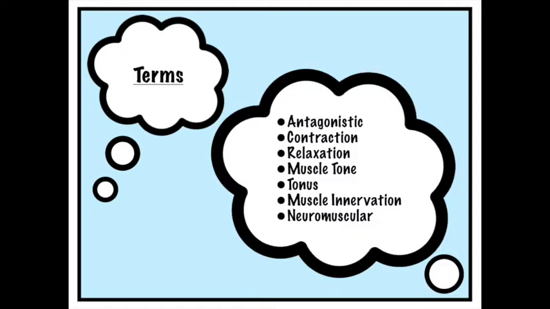Muscle tone, also known as tonus, is the normal state of balanced muscle tension that is required to hold the body in an awake position. Muscle innervation. Muscle innervation is the stimulation of the muscle by an impulse transmitted by a motor nerve. The stimulation causes the muscle to contract, and then when the stimulation stops, the muscle relaxes. Neuromuscular means pertaining to the relationship between the nerve and the muscle. If the nerve impulse is interrupted because of injury or pathology of the nervous system, the muscle is paralyzed and cannot contract.